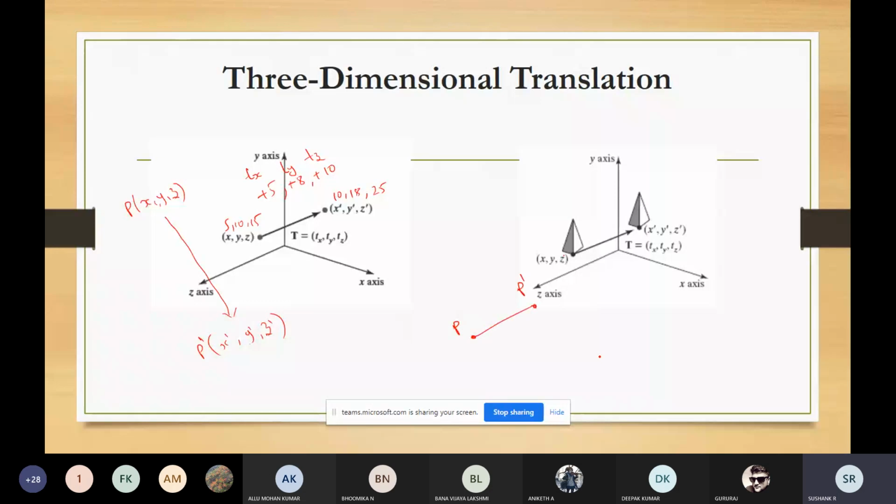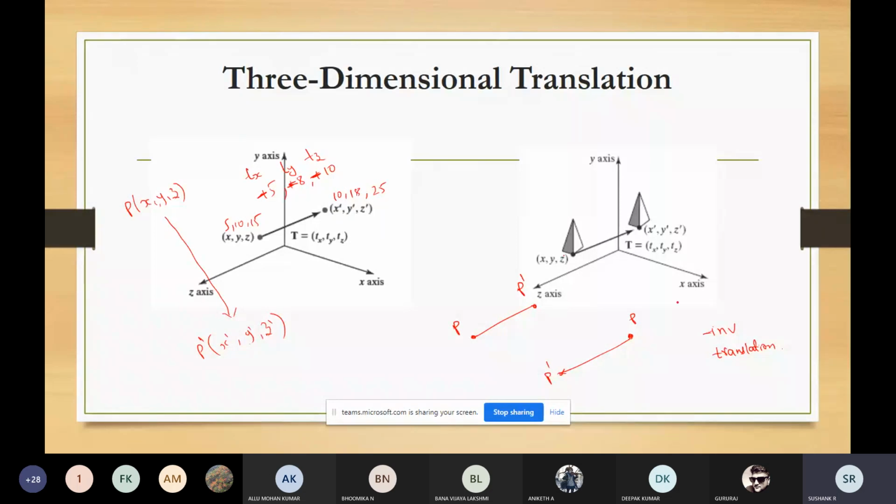So my point is here, and I want to move it in the opposite direction. For that, I can perform the inverse translation. So what do you mean by inverse translation? It means that instead of adding the values, you subtract the values.